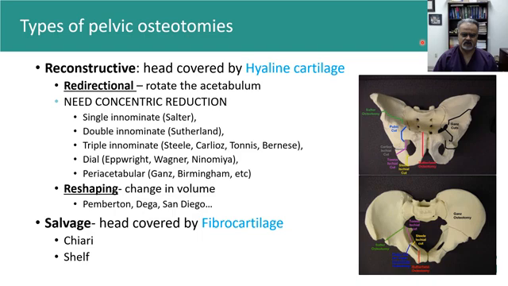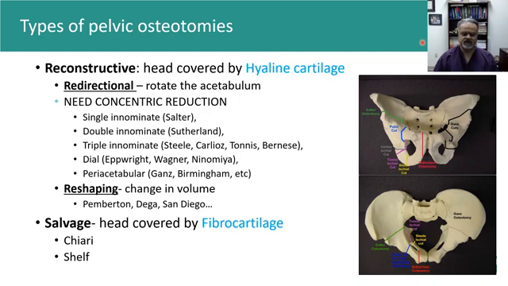For the redirectional osteotomies, the femoral head needs to be concentrically reduced within the acetabulum, and then and only then can you rotate the acetabulum over without creating impingement. The most commonly done redirectional osteotomies are the Salter osteotomy, usually up until age 6, or once the child gets older, then you end up with a triple innominate osteotomy where you cut the ilium, the ischium, and the pubis, and then that frees up the acetabulum to be rotated around the femoral head. Once you hit skeletal maturity, then the Bernese or the Ganz or periacetabular osteotomy is probably the most popular at this point to obtain better femoral head coverage.